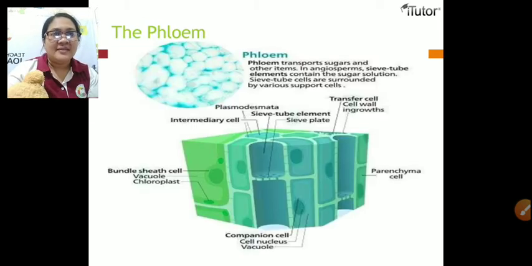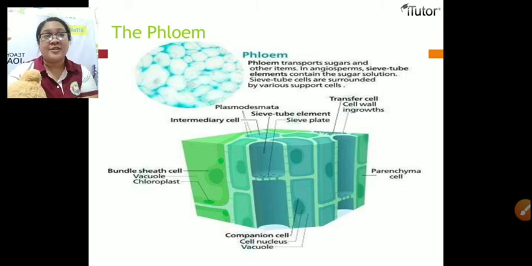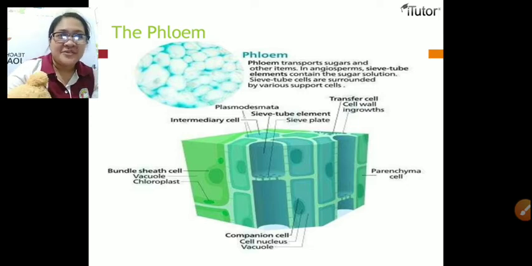So this one is a phloem. Phloem transports sugars and other items. In angiosperms, sieve tube elements contain the sugar solution. Sieve tube cells are surrounded by various support cells. So these are some of the cells that you can find in the phloem.